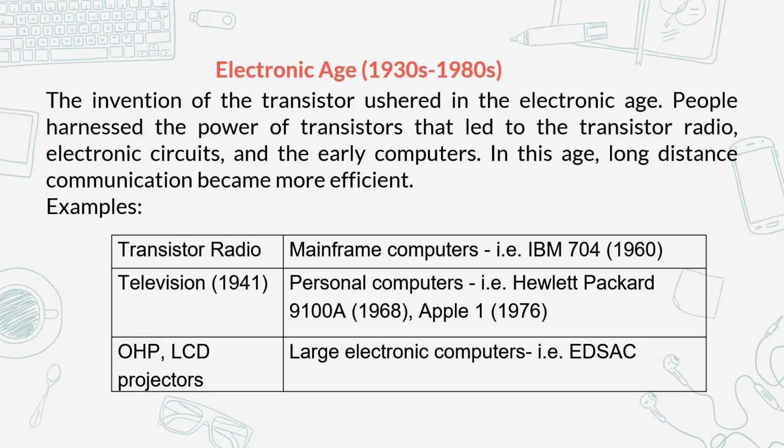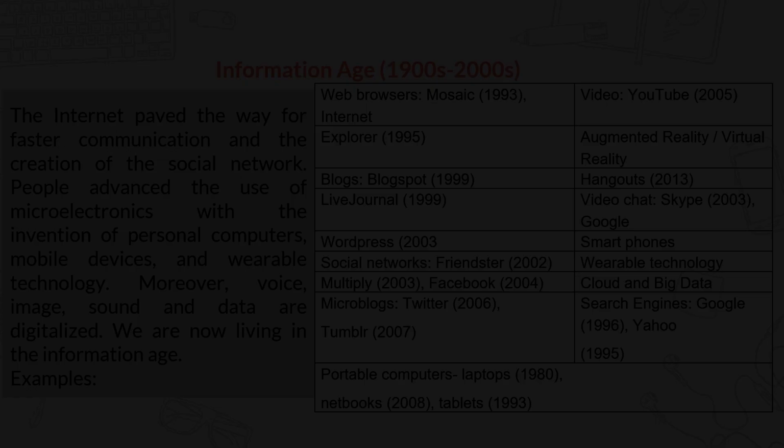Ayan, so meron na tayo ditong printing press for mass production, punch card, telegraph, telephone, typewriter, and more. Next is electronic age from 1930 to 1980s. The invention of transistor ushered in the electronic age. People harnessed the power of transistors that led to the transistor radio, electronic circuit, and early computer. So in this age, long-distance communication became more efficient. So ayan, meron na tayo dito ang transistor radio, mainframe, personal computer, television, LCD projector, and more.